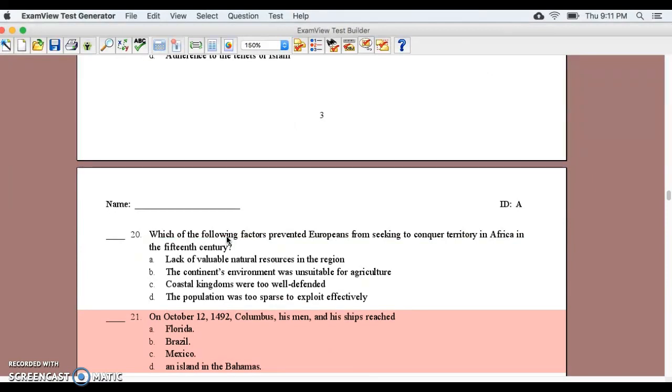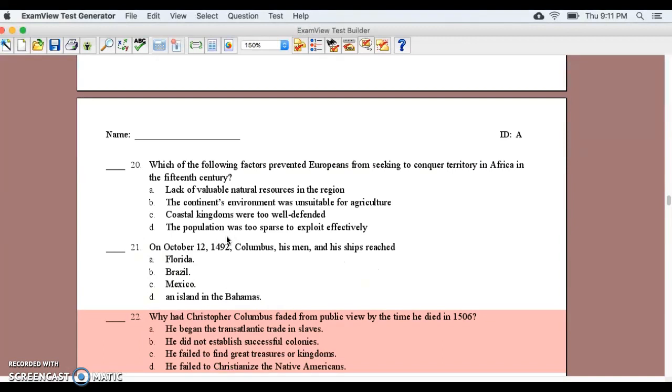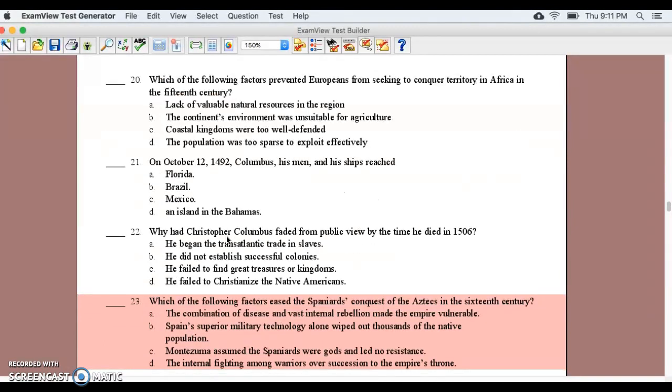Columbus, where'd they reach? Pretty straightforward question. Just reminding you to review Columbus. Same thing here, review Columbus. Spanish conquerors, right? Spanish conquest of the Aztecs in the 16th century. Which of the following factors eased the Spanish conquest? Well, God, glory, and gold, right, are their overarching factors.